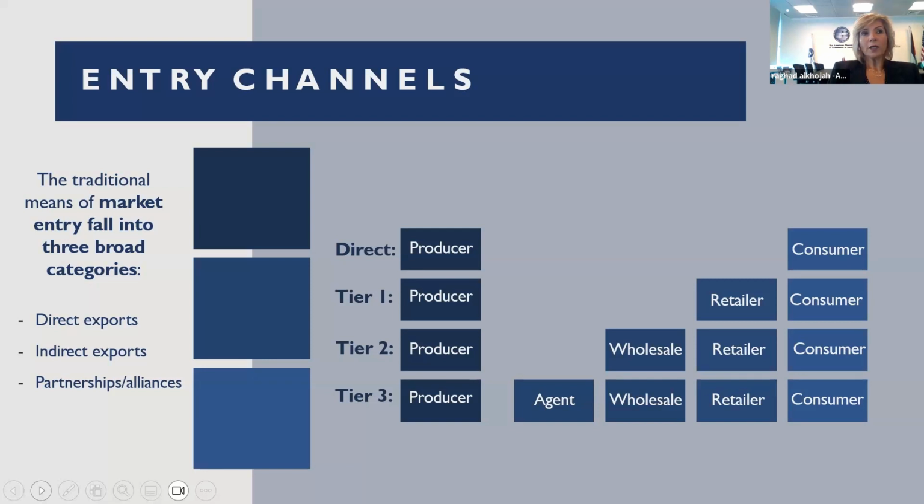In Tier 1, you as a producer will be dealing with a retailer, and this retailer will be selling to the consumer. Tier 2, you're a producer or a manufacturer, and you'll be dealing with a wholesaler, and the wholesaler will be dealing with a retailer, and the retailer in turn will be selling to the consumer. Tier 3 is a producer or manufacturer that will be dealing with an agent. The agent will be dealing with the wholesaler, who will be dealing with the retailer, and the retailer will be dealing in turn with the consumer.